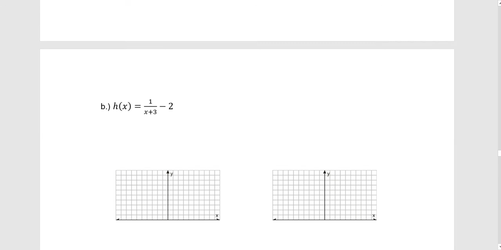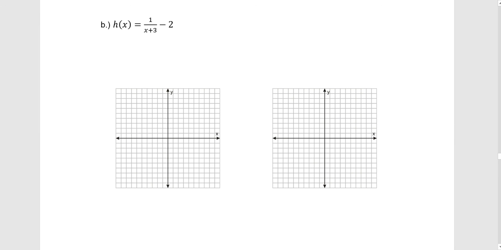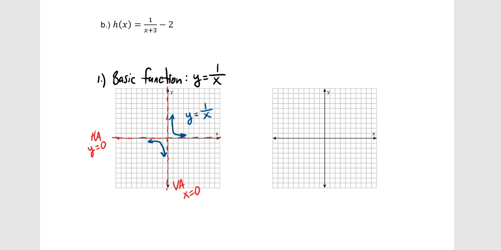Okay, so let's do one more here. So we have h of x is 1 over x plus 3 minus 2. So we're going to start with the basic function. And the basic function here is the reciprocal function. It's 1 over x because there's no x squared down there. So we graph this basic function, once again, pretty rough sketch for it. We have the horizontal asymptote and the vertical asymptote.